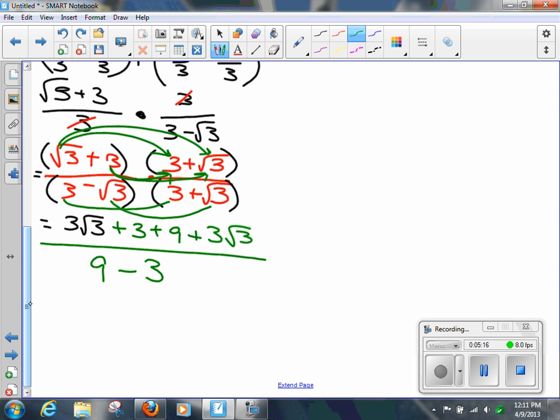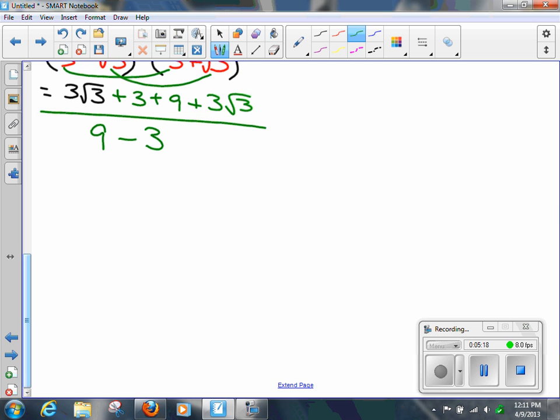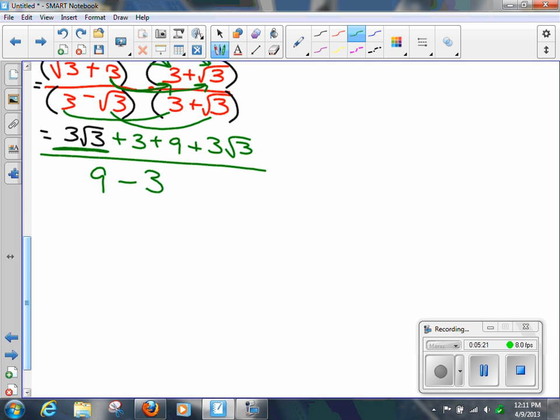Okay? Now, all we're doing is simplifying. I've got to combine my like terms. What's 3 root 3 plus 3 root 3? 6 root 3, isn't it? And then 9 plus 3 is 12 over 6, yes? Now, depending upon who you had for Algebra 2, I think Gammons teaches you just to reduce through every term. I taught you guys to do what? Take out the GCF, okay?